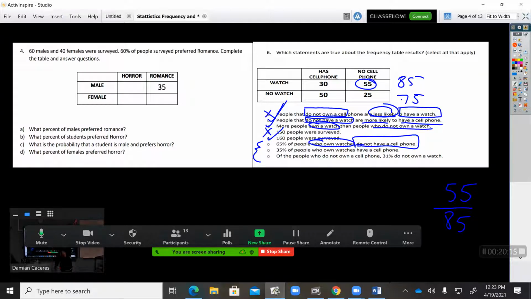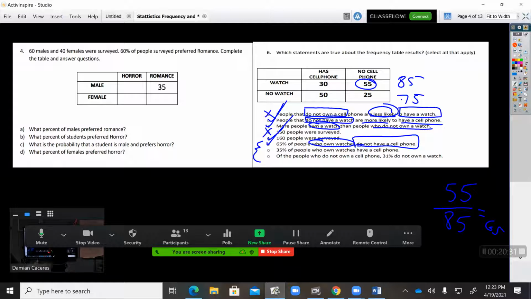64.7, which rounds up to 65%. Is that correct? Yes, it is. Check. Same process for the next one. Forget the 35%. You're going to verify that your answer is correct later.